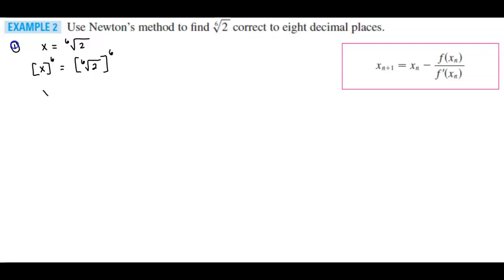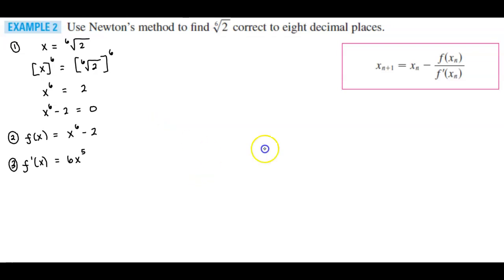So we end up getting x to the 6th, which is equal to 2. Now if we subtract 2 from both sides, we get x to the 6th minus 2, which is equal to 0. So now what it's telling us is that the function that we're dealing with is f of x, which is equal to x to the 6th minus 2. Now we want to find the derivative of this function. So the derivative of this function is going to equal 6x to the 5th power.